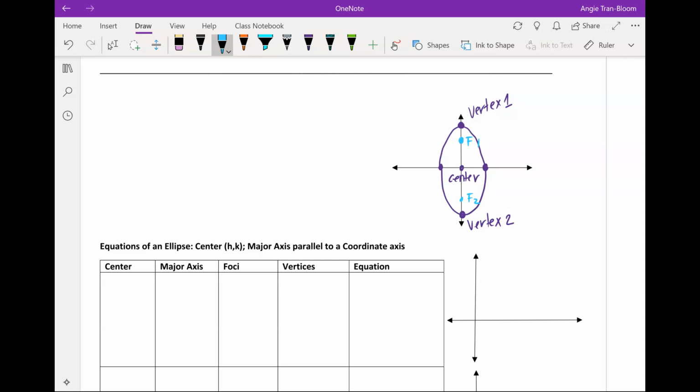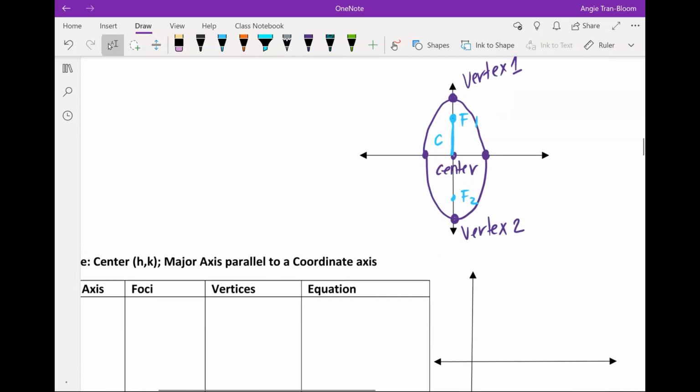The distance from center to F1, it's always C. Does not matter how it is positioned. The distance from the center to the minor is always B. That means the distance from the focus 1 or focus 2, doesn't matter, to the minor is A. That's always A. Okay? And again, similarly, from the center to one of the vertices, it's also A.